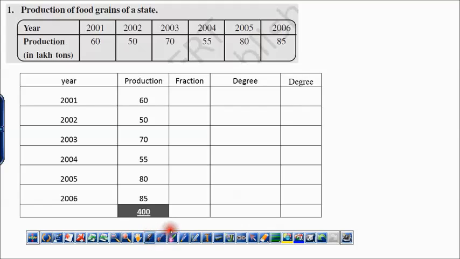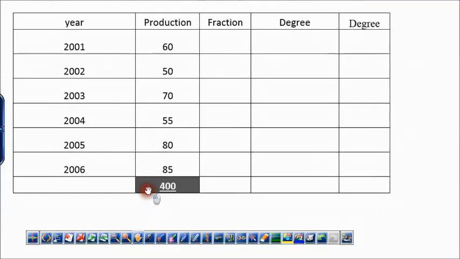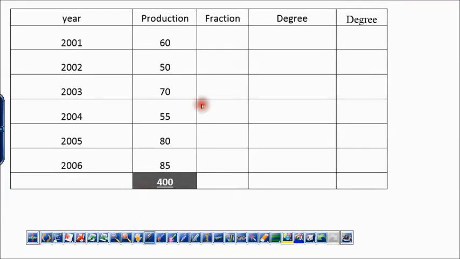Write down this example from textbook. Production of food grains in every year. So first thing you have to draw a chart, write the years and production, and total is very important. Step 1, converting. Pause the video and copy the question first, and then convert to fraction.